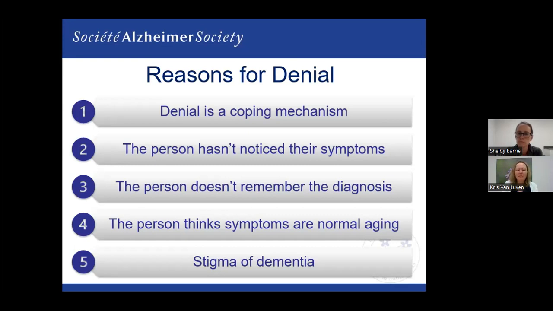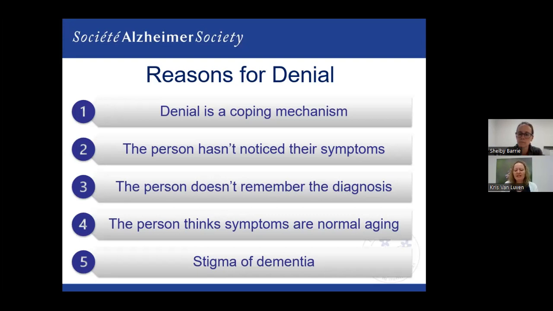Furthermore, difficulties with memory and the retention of new information related to dementia might have caused the person to forget their diagnosis or not remember the conversations they've had with their doctor. It's also possible that the person might try to rationalize the symptoms that they're experiencing as completely normal. In the early stages of dementia, those changes in memory, for example, can often be brushed off as a normal part of aging. And lastly, the stigma associated with dementia might make the person hesitant to accept their diagnosis.